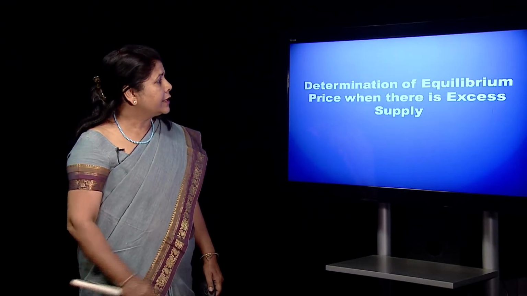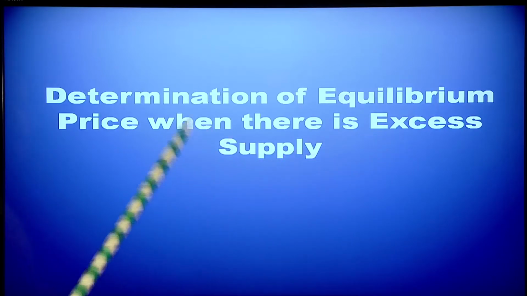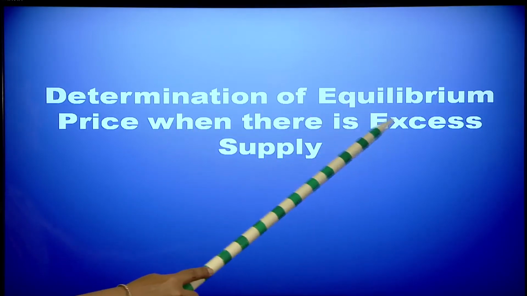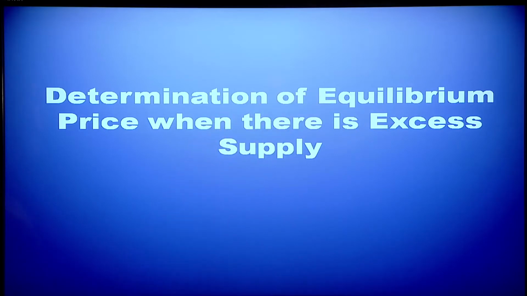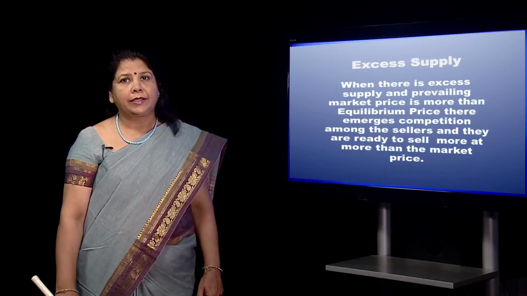Let us understand the same in case of excess supply, that is, how is equilibrium price determined when there is excess supply. When there is excess supply and prevailing market price is more than equilibrium price, there emerges a competition amongst the sellers and they are ready to sell more. Now, this is interesting.